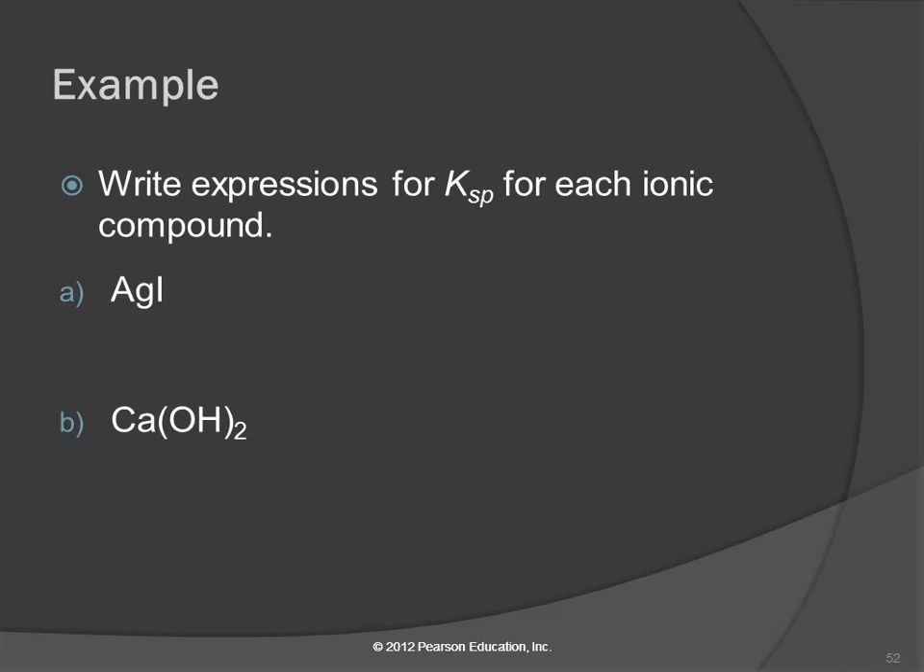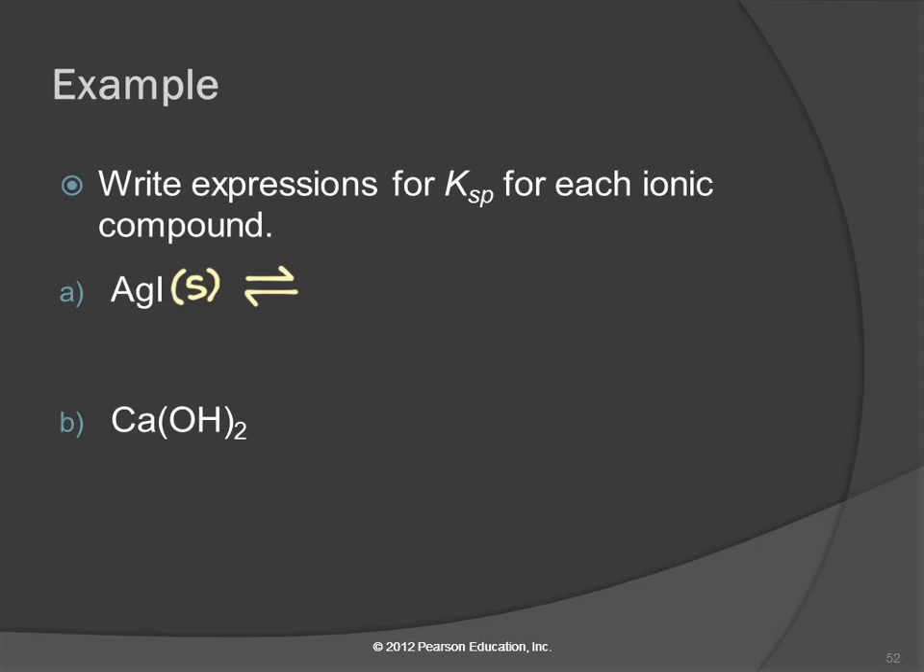So we need to know how to write expressions for KSP. So let's do silver iodide. To write the KSP expression, we need to know what the chemical equation is. So this will be in equilibrium as well. Let's back up a little bit. This is a solid. All of these, we're taking the solid ionic compound and dissolving it in water. So the reactant is a solid, and that's going to be in equilibrium with its ions.